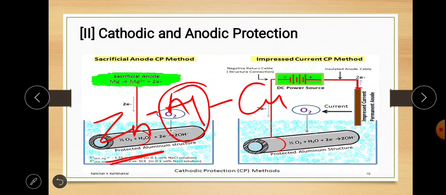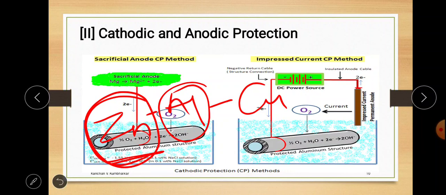Hence, in place of aluminium, zinc has been sacrificed. Aluminium would act as an anode here, but because of the insertion of a third metal, zinc now acts as the anode, because it is highly active compared to aluminium on the basis of the electrochemical series. Then the zinc gets corroded, and aluminium remains protected.